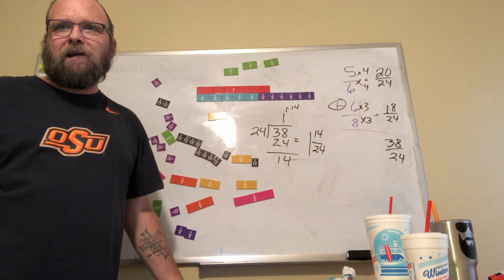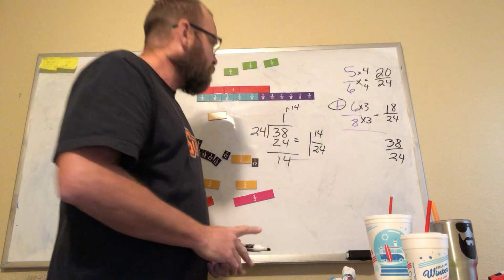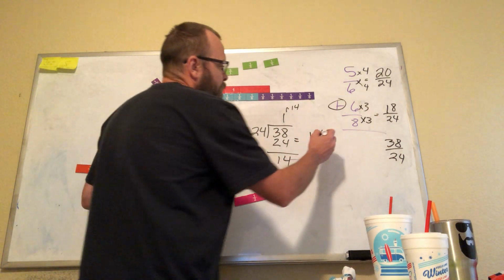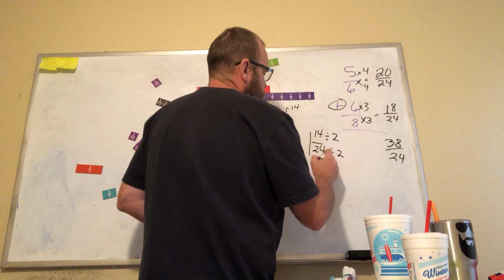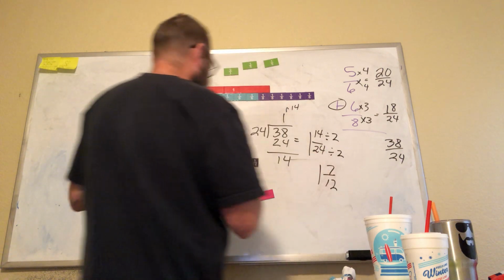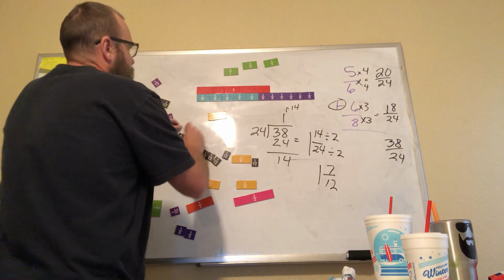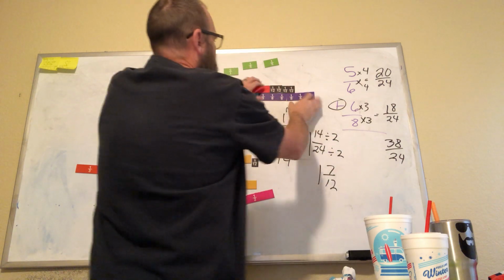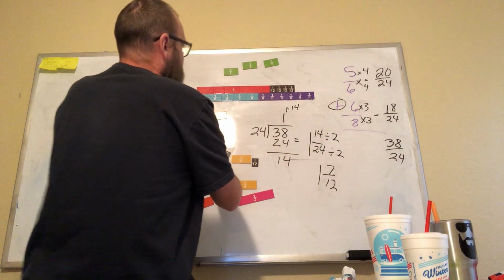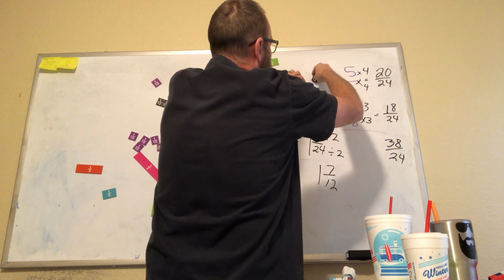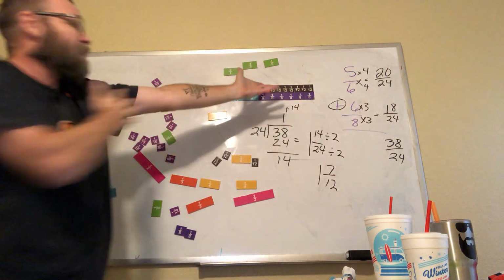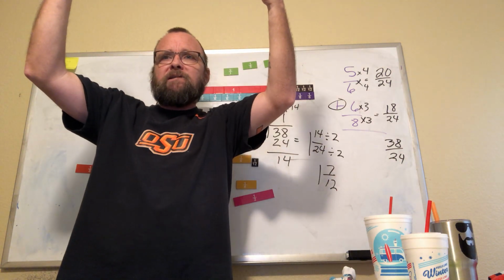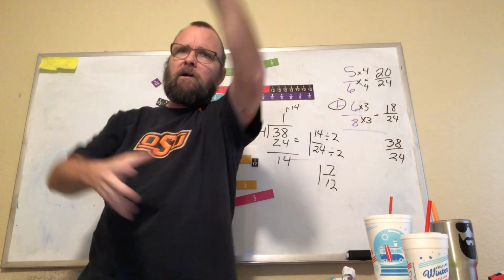But then I need to simplify 14/24ths. I can do that if I divide both by 2, and I get 1 and 7/12ths. If I want to check that, I can take my twelfths: 1, 2, 3, 4, 5, 6, 7. 1 and 7/12ths. Voila! Magnificent. All right, Austin, you had a question.